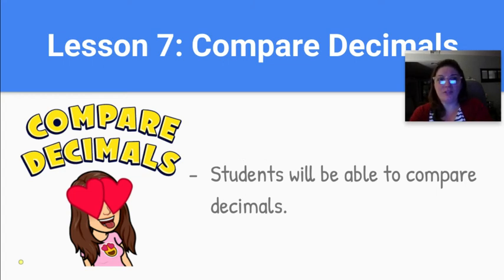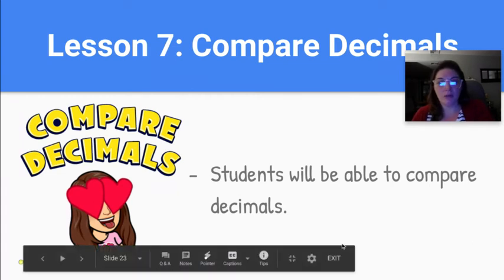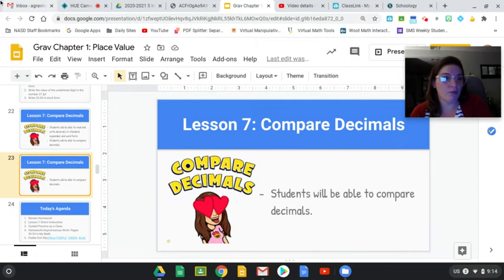Hi, boys and girls. Let's take a look at My Math Lesson 1.7, Comparing Decimals. Your objective: students will be able to compare decimals. If you have your My Math book, you can get that ready. And if you have your decimal place value chart, please have that ready as well.